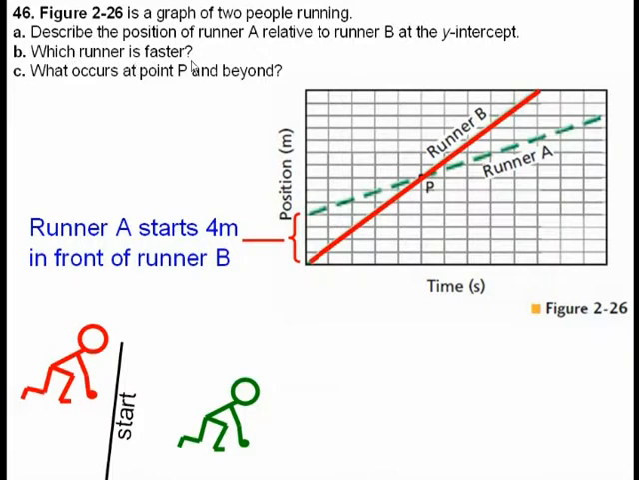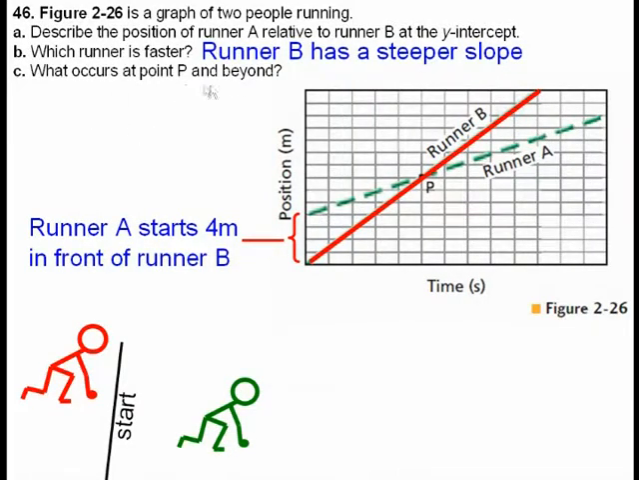Question B, which runner is faster? Notice that these have 2 different slopes, and we know the slope tells our speed or our velocity. So the steeper the slope, the faster the person's running. So B has a steeper slope, so he's running faster. A has a flatter slope, so he's running slower.